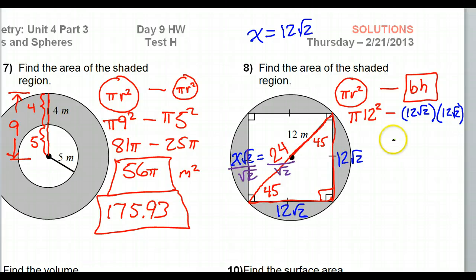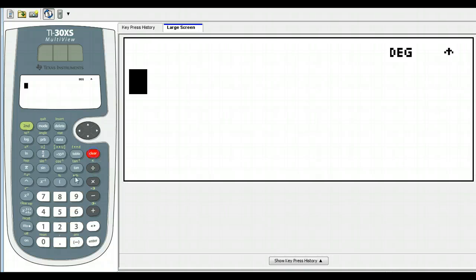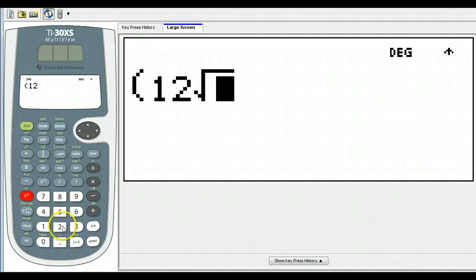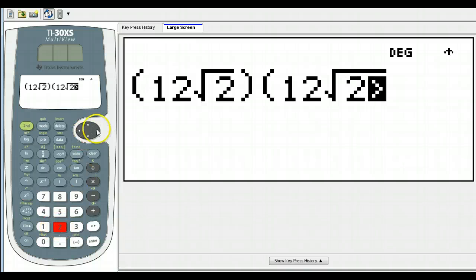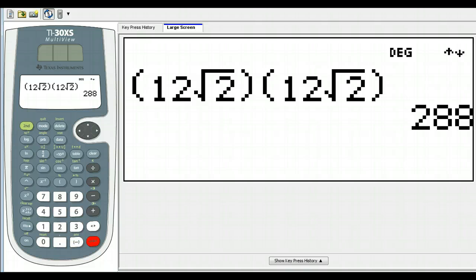Purple. 12 squared is 144. So this is going to make 144 pi minus. Put this in your calculator: 12 radical 2 times 12 radical 2, like this. Alright, 12 radical 2 times 12 radical 2. That turns out to be 288.